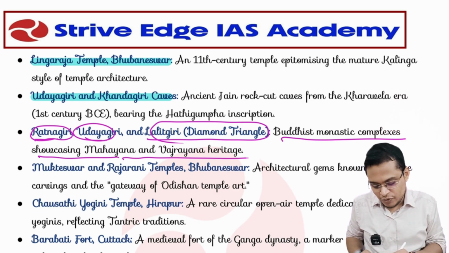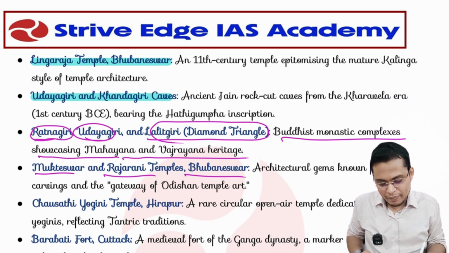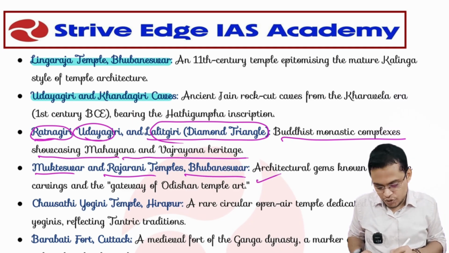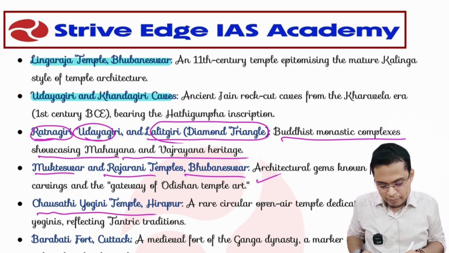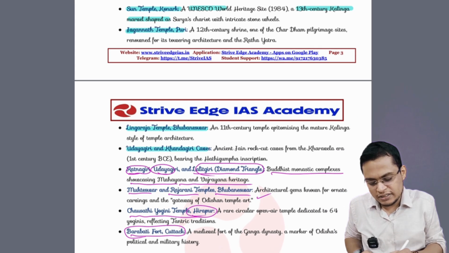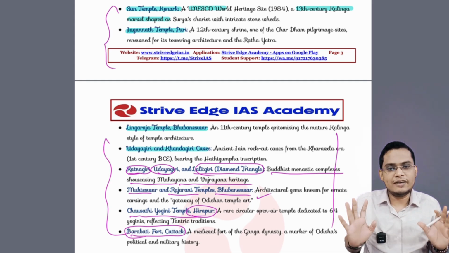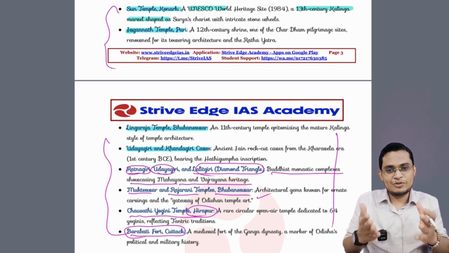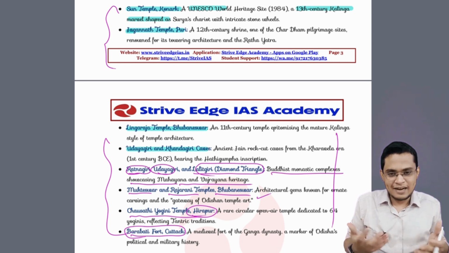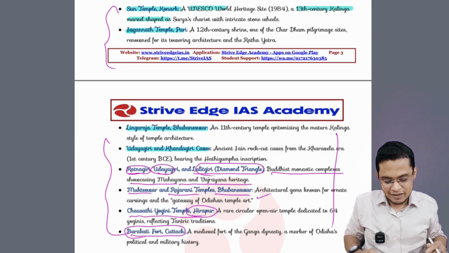So next is the Mukteshwar temple and Rajarani temple of Bhubaneswar. These are part of the tangible cultural heritage. Then the Chausathi Yogini temple in Hirapur. Then you can talk about the Barabati fort in Cuttack. Any other big structure that you think can be touched, that can be perceived, you can write here as tangible cultural heritage. Tell me in the comment box what else we can write here. Let me see how many of you know that.